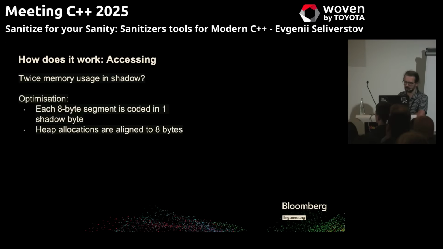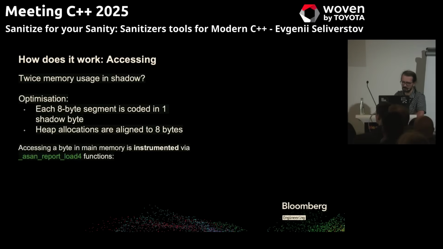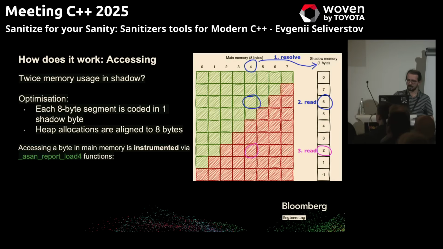So what do we do to optimize it? First of all, each 8-byte segment is encoded in only 1 byte in shadow. So if we allocate all the heap memory aligned to 8 bytes, it works fine, right? When we try to access memory in main memory, we go to a special function which is inserted by instrumentation. So instead of just reading a byte, we go and check, OK, report load 4, because it's 4 bytes, right? On this picture, on the left side is main memory, and on the right part is shadow memory.